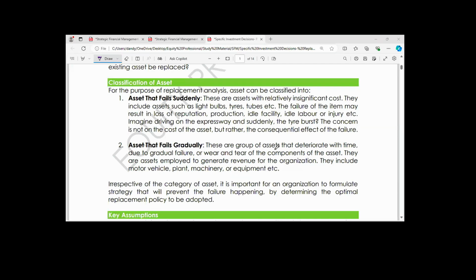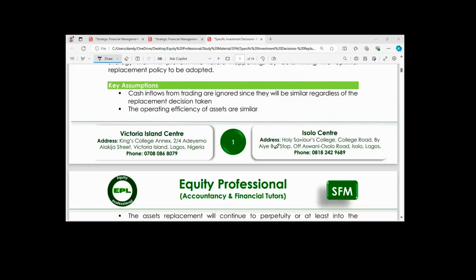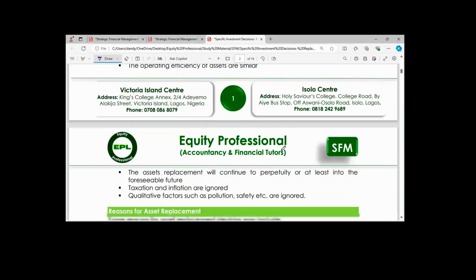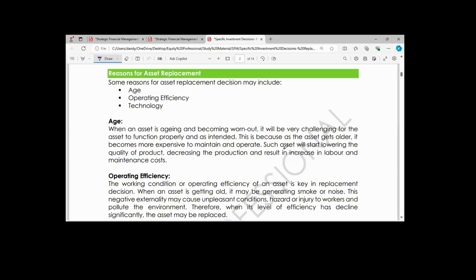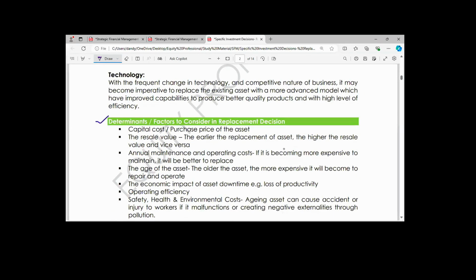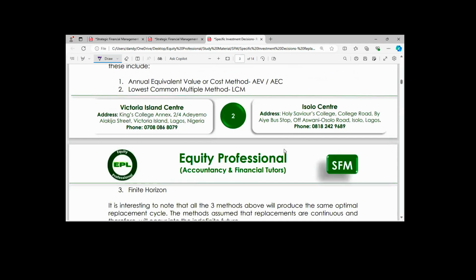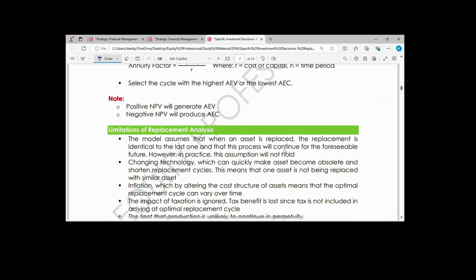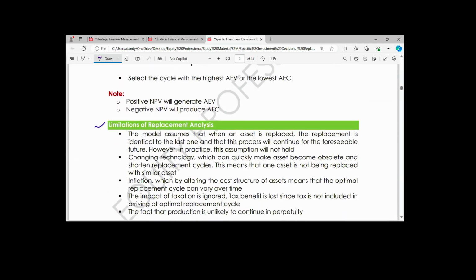Now, I will not dwell too much on the theoretical aspect of this. Again, you have this note. Please go and read about the key assumptions of replacement. They are straightforward. Then read about the determinants or criteria or factors to be considered in replacement decision. Then read about the limitation as well, so you can form a short note on that.